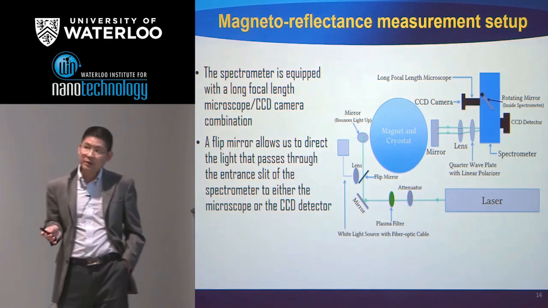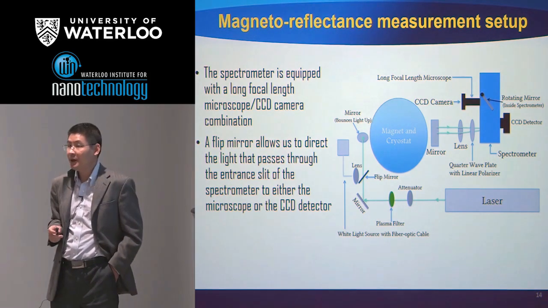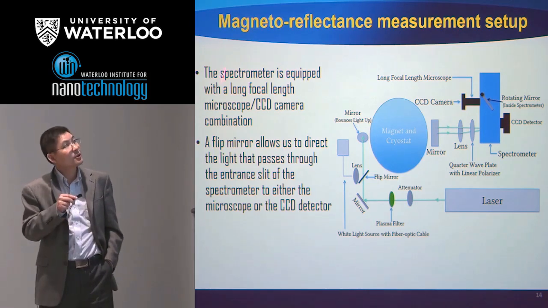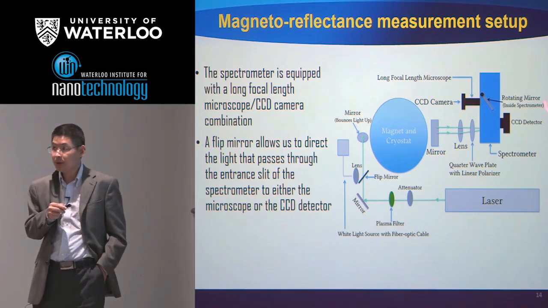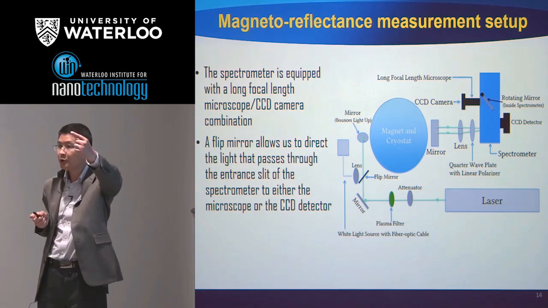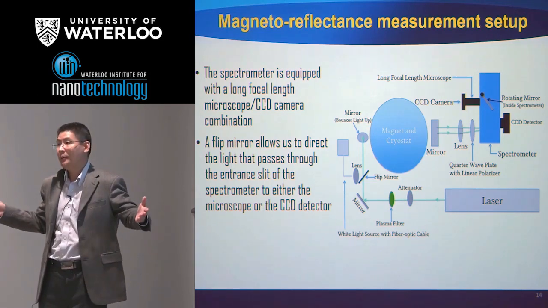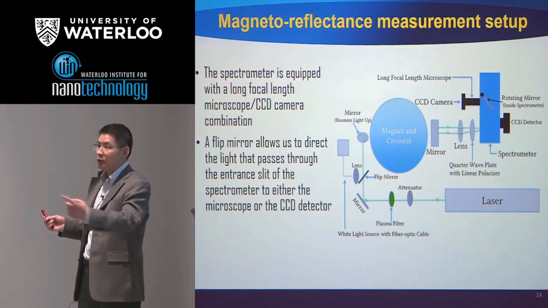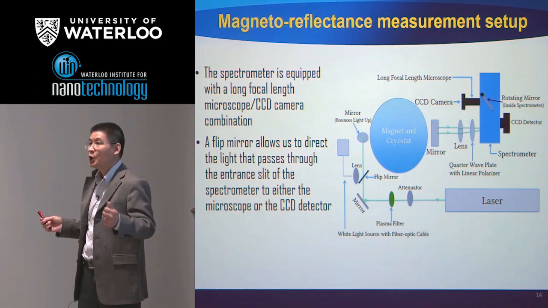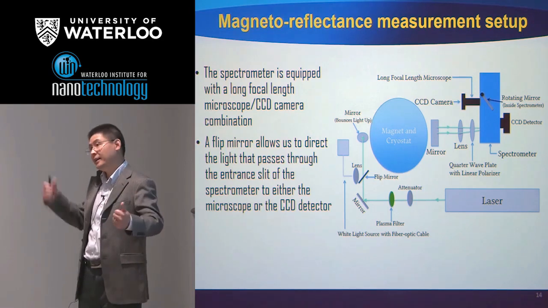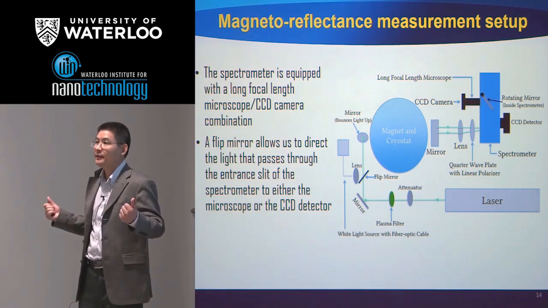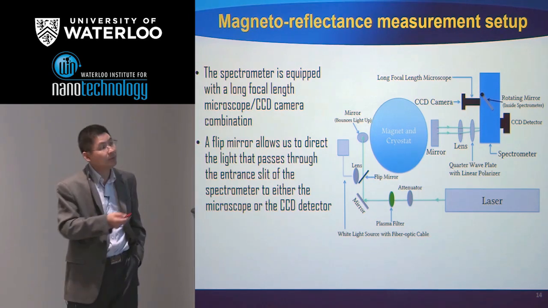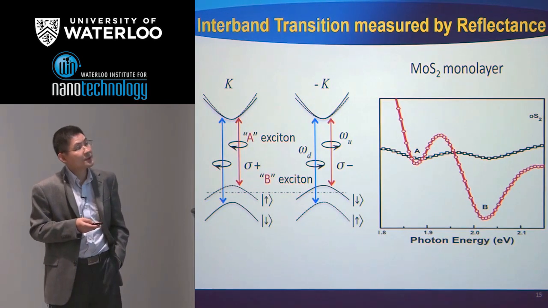And then to measure this energy shift I mentioned, we use an optical technique called magneto-reflectance. Essentially, we measure the reflectance spectrum, and at the same time, we apply a magnetic field. We use left and right circularly polarized light to get information from the K and K prime valleys, respectively. All right, so without going into details of the setup, I'm going to give you the results.